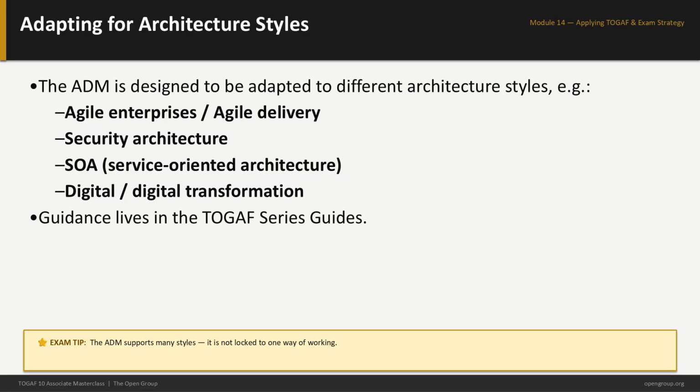The ADM is explicitly designed to be adapted to different architecture styles. The standard and its series guides give guidance for several: Agile enterprises and Agile delivery, security architecture, service-oriented architecture, or SOA, and digital, including digital transformation. The detailed how-to for each lies in the TOGAF Series Guides. The exam-relevant point is simply that the ADM supports many styles, it is not locked to one rigid way of working. So if you see a question implying TOGAF only works for traditional, waterfall-style architecture, that's false. Flexibility across styles is a deliberate design feature, consistent with everything we've learned about tailoring.